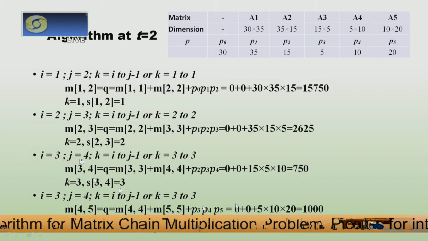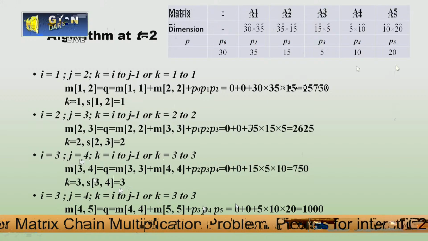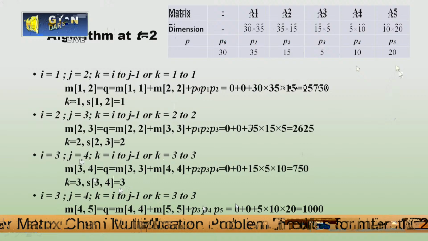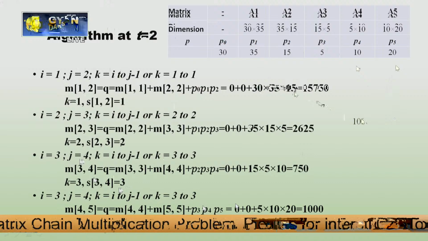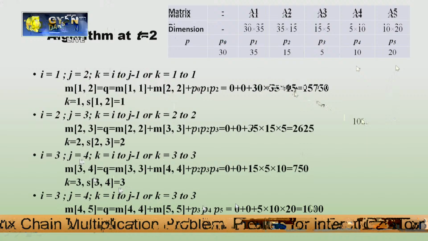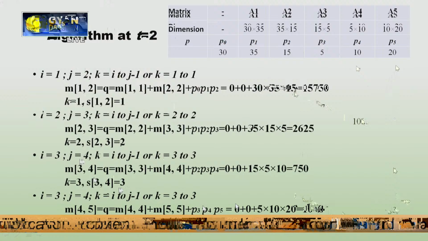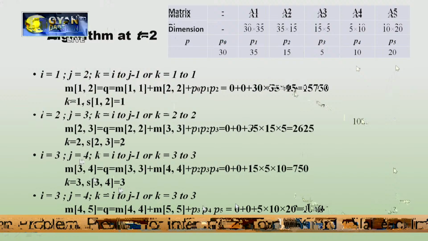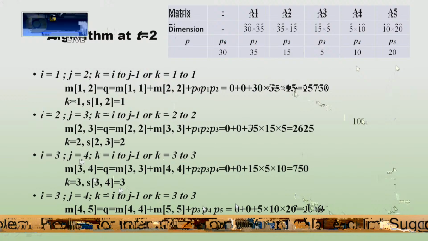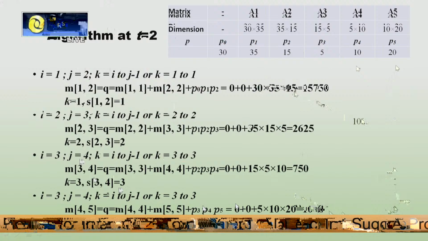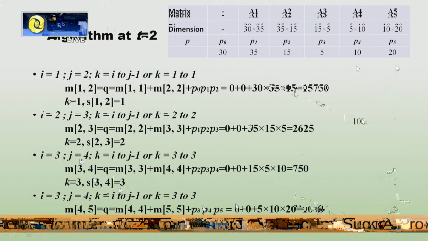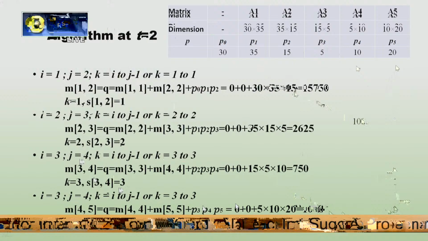Okay, so these values are filled up. You can see these values of 2625, 750, 1000 have been filled up, for i equals to 2, j equals to 3, i equals to 3 and j equals to 4, i equals to 4, j equals to 5. So all these values have been filled up, right? You don't need to go beyond this in this particular case. So you can see why we had the smaller indexes in the second matrix. Let's move on to t equals to 3.